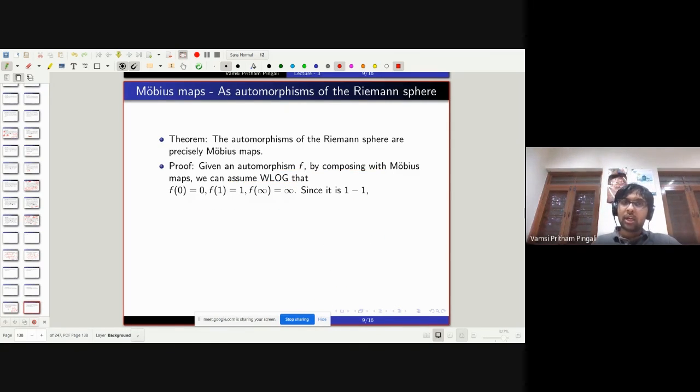Now, since it is one-to-one, f is an entire function. I mean, it's not. So what is the meaning of this phrase?